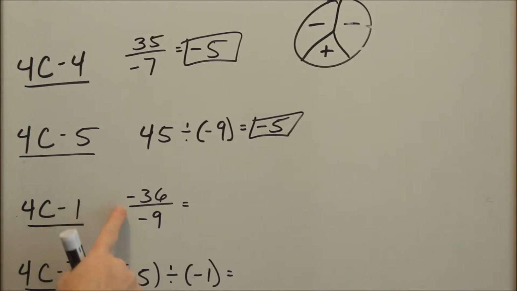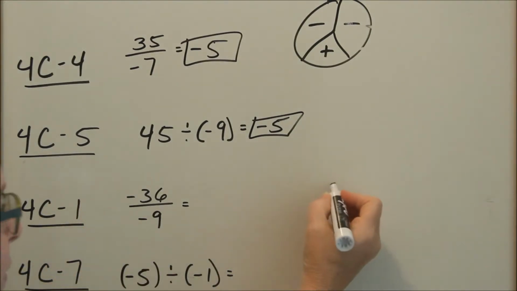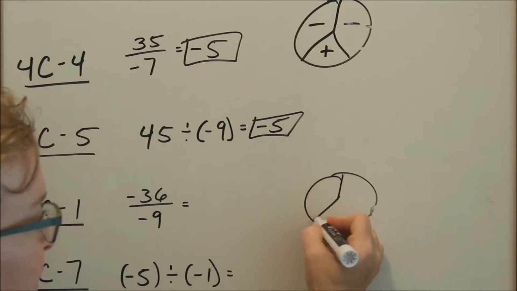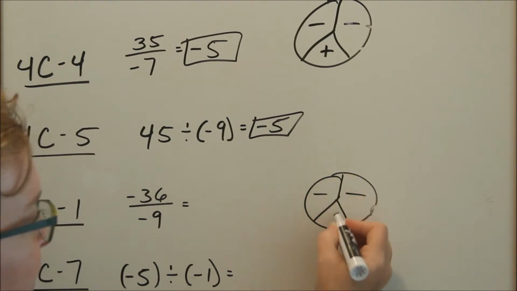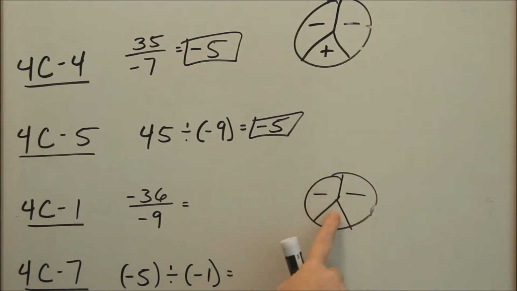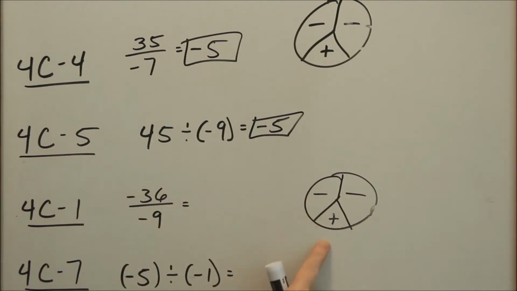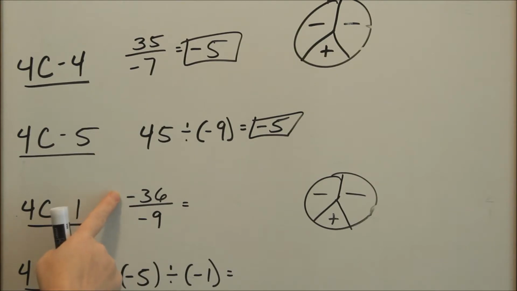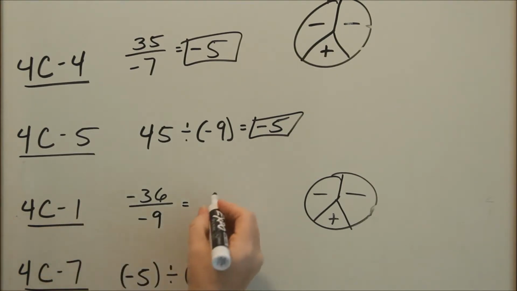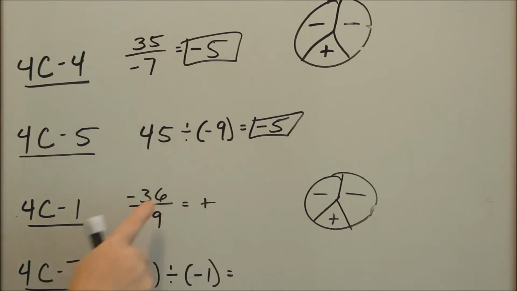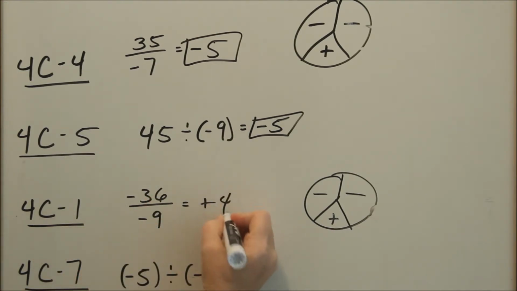4C number 1. You have a negative divided by a negative. So if you're using the face, cover up the one you don't want. So a negative divided by a negative is what's under your finger, the positive. Remember, in math, only in math do two wrongs make a right. A negative divided by a negative is a positive. And 36 divided by 9 is 4.